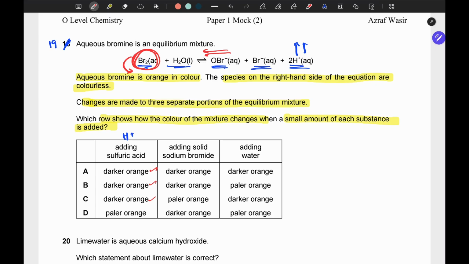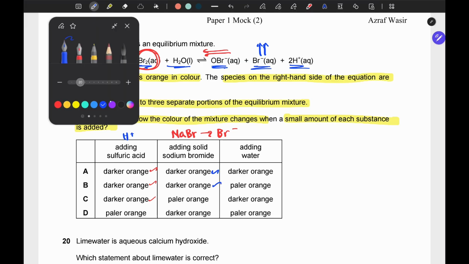Now, adding solid sodium bromide. Now, sodium bromide is soluble. So when you add it to the mixture, it will dissolve. And once it dissolves, it will release Br minus ions. Once it releases Br minus ions, again, if you look, the concentration in the product side has increased. So my equilibrium again shifts to the left-hand side, the reactant side. Again, the bromine concentration increases. So the solution turns darker orange.